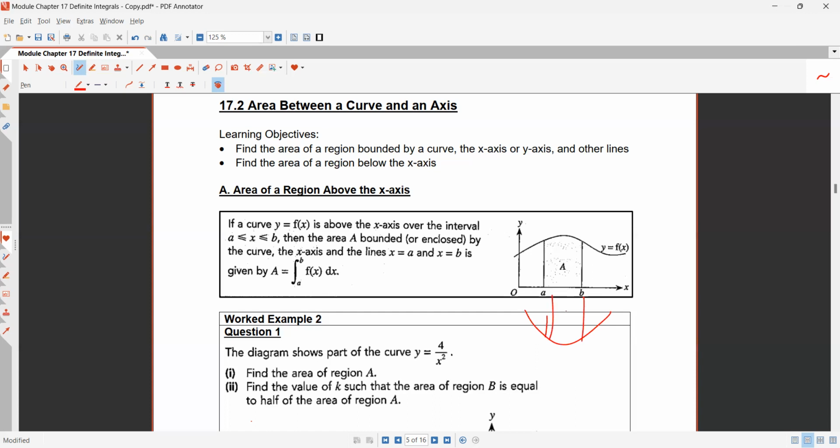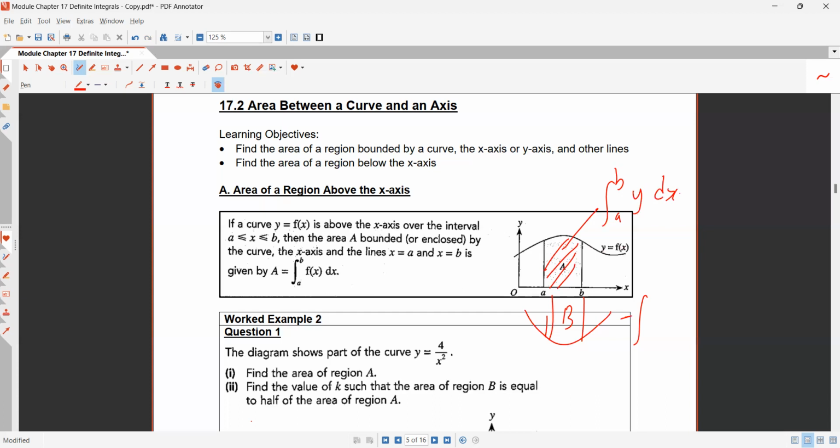So if your area is underneath like this, below the x-axis, then when you do the integration for this part, usually you will get a negative answer. So that's why later on when you see the formula for this area under the x-axis, there is a negative in front of the formula. So for this part, usually what we do is we do the integration from A to B. Because this region is from A to B and this is your graph, you will integrate the function.